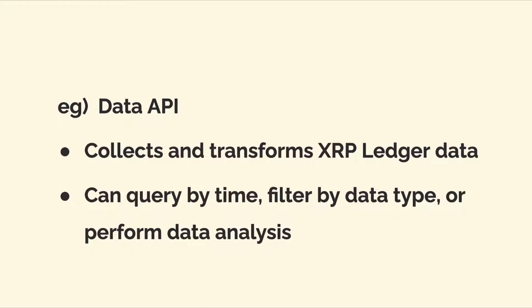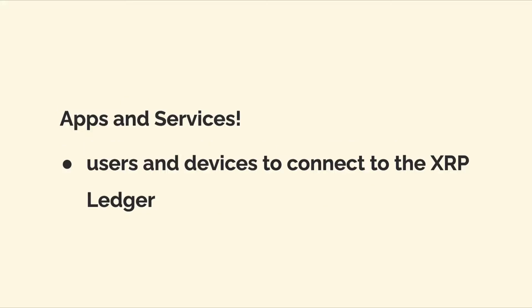One example of middleware is the Data API. This collects and transforms XRP ledger data. Then you can query the data by time, filter by data type, or perform data analysis easily thanks to the middleware that is the Data API.